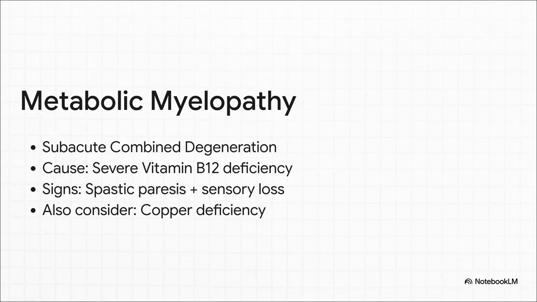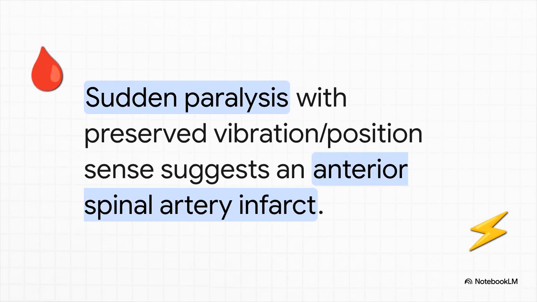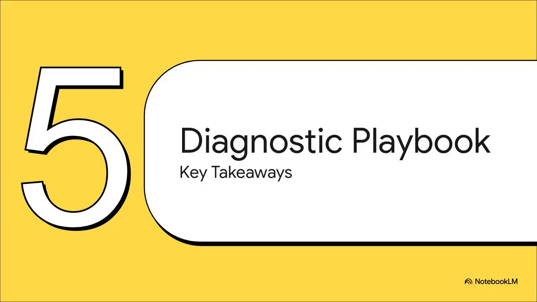And here's a pro tip. If the B12 level comes back normal, check for a copper deficiency. It can look exactly the same. And this is a perfect example of why localizing is so cool. If a patient has a sudden, almost stroke-like paralysis, but when you check them, their vibration and position sense are totally intact, that points directly to an anterior spinal artery infarct. The specific pattern of what's lost and what's spared on their exam tells you exactly which blood vessel is in trouble.